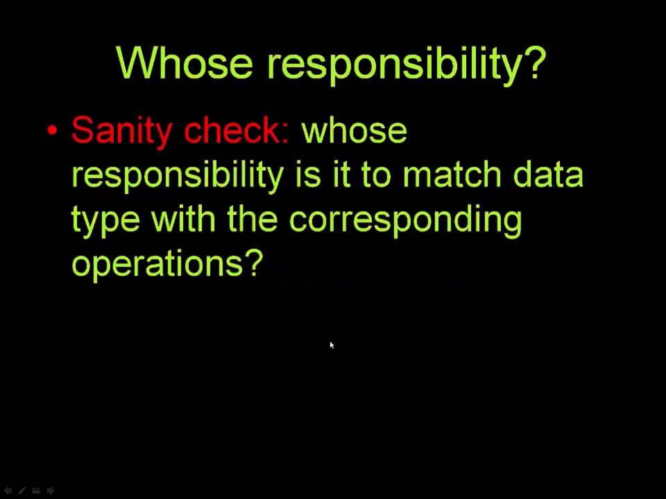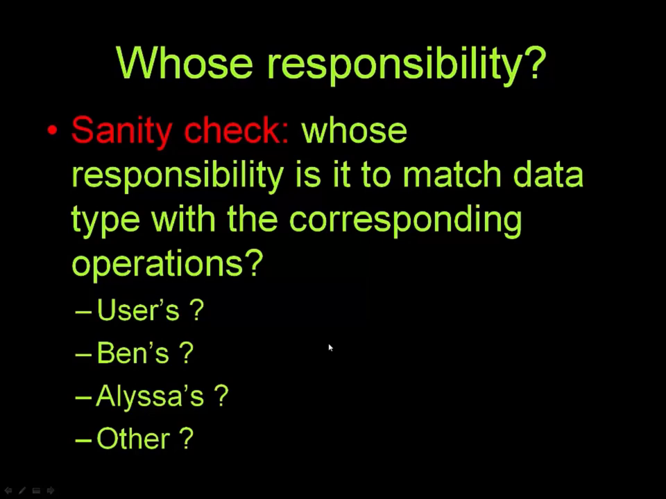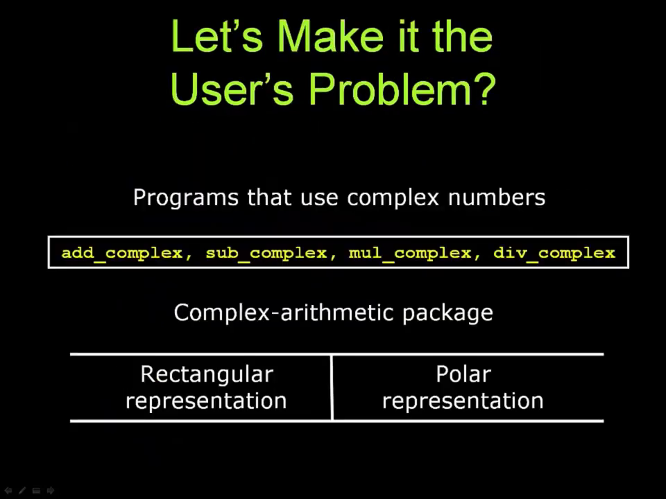Well, this sort of solves the problem for some cases, but let's just pause to ask ourselves a question. Whose responsibility is it to match the data type to the corresponding operations, right? Is it the user's, Ben's, Alyssa's, or is it someone else's responsibility? All right, now let's take a look at what happens if we make it the user's problem. That means we make it the user's responsibility to ensure that the underlying data representation matches the correct version of the function that is needed to do the work.